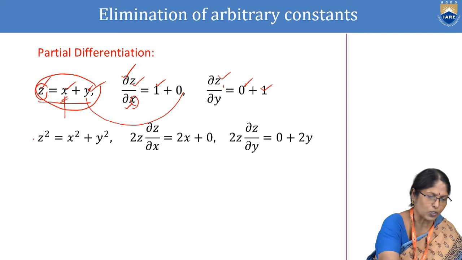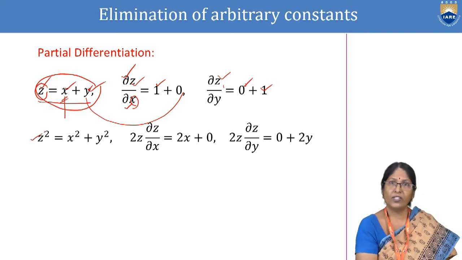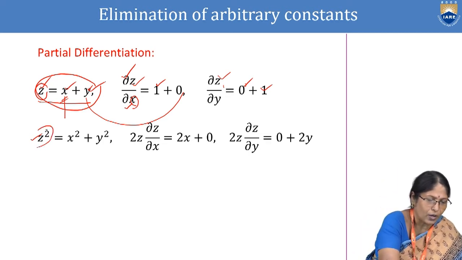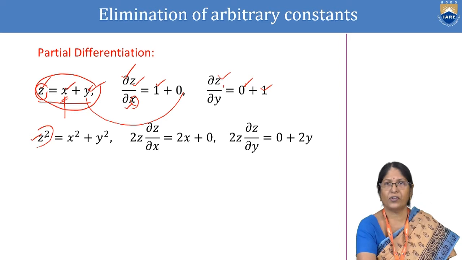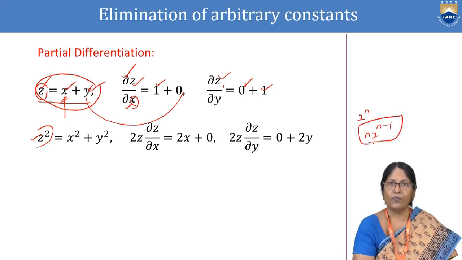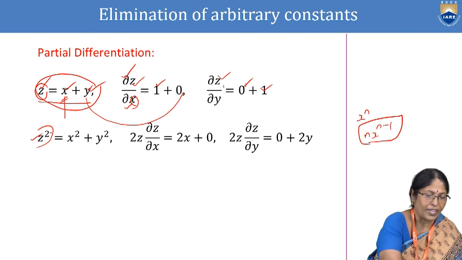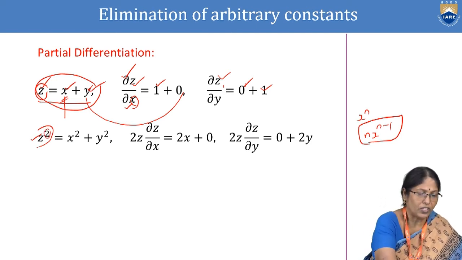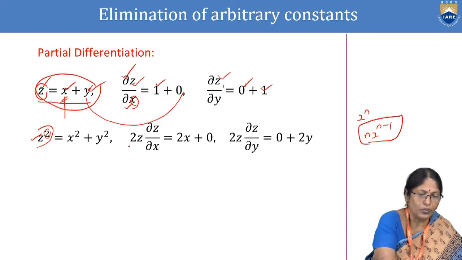Next, one more small example: z square equals x square plus y square. On the left side, we know the differentiation formula: the derivative of x power n is n x power n minus 1. This is the formula. Our n is 2, so z square becomes 2z, and again z we have to differentiate.